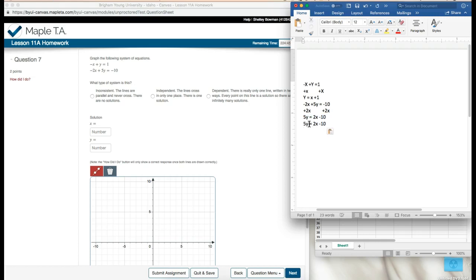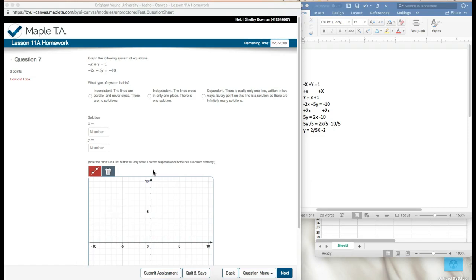So then I'm going to divide by 5 here, divide by 5 here, and then divide by 5 here. And then 5 divided by 5 is 1. 1 times y is y. So on the left-hand side, I have done what I wanted to do, which is solve it for y. And then this 2x divided by 5, I'm just going to rewrite it as 2/5 x, and negative 10 divided by 5 is negative 2. And then I have these in slope-intercept form.